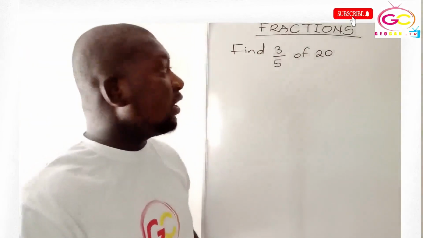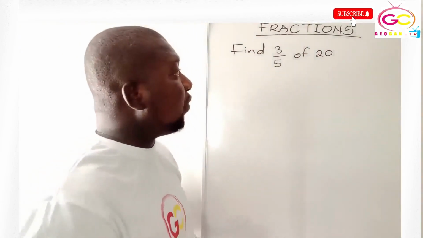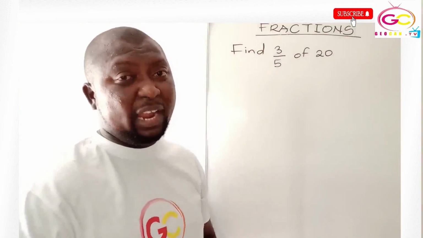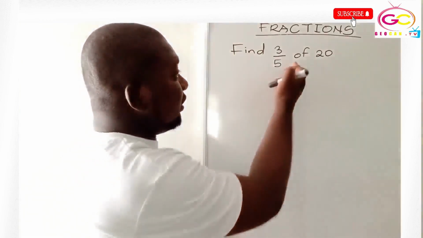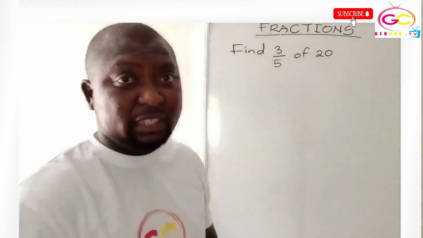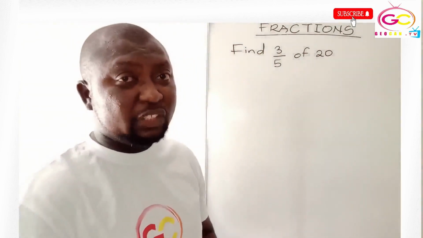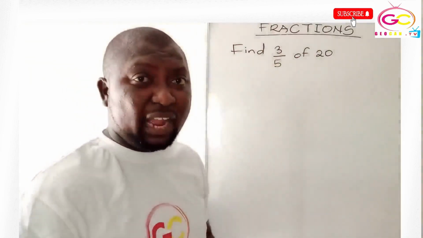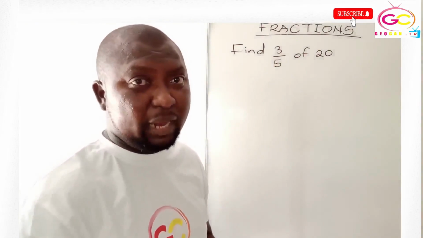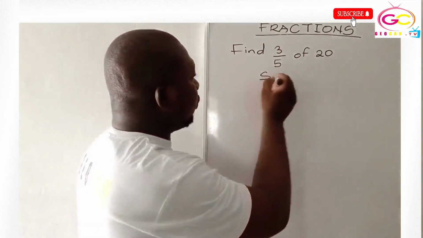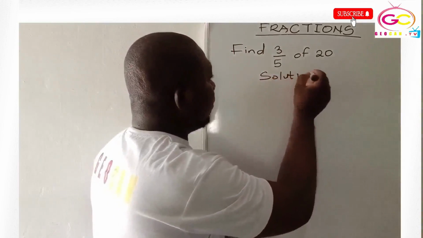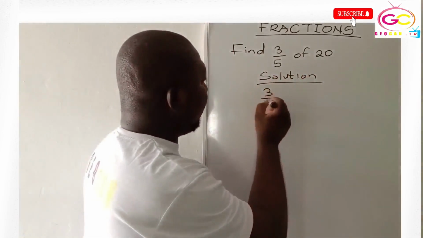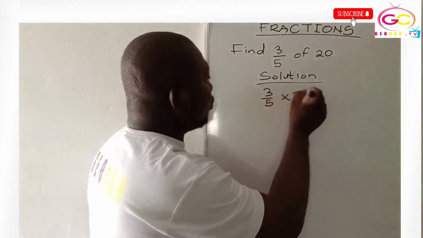Yes, let's tackle this question on fractions. What's the instruction? Find 3 over 5 of 20. Now, anytime in mathematics you see this word "of", it means multiplication. That is what it means. So in this context, it will be 3 over 5 times 20. So let's have our solution. Solution simply means how you solve it. So we have 3 over 5 times 20.